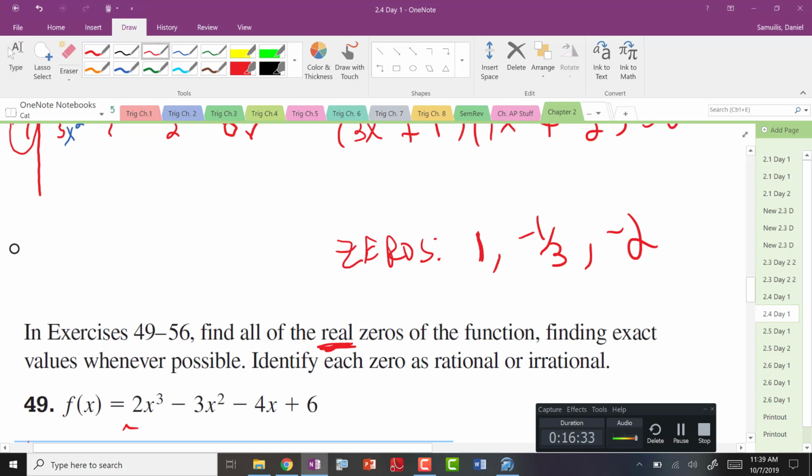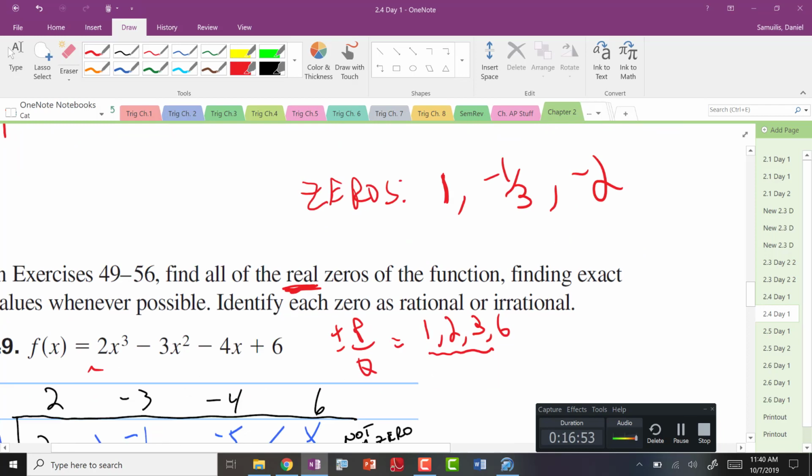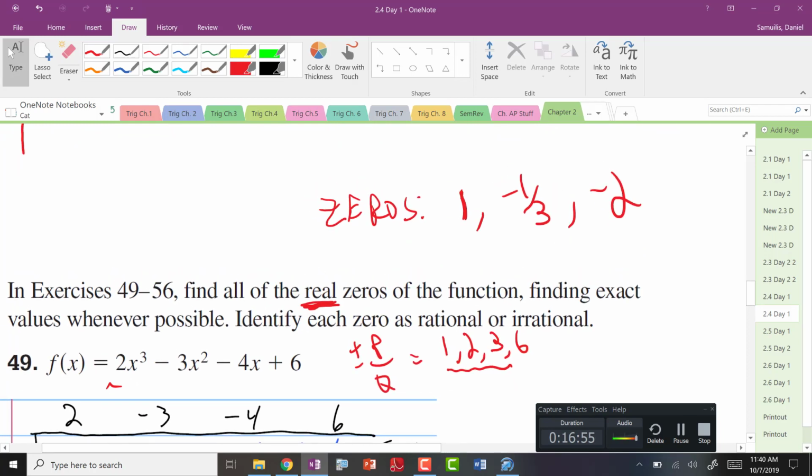Okay, and P over Q just for fun. Plus or minus P over Q. Just to get your possibilities for this. Then I'm going to show you what the students had to do. Hey, what are the factors of 6? 1, 2, 3, 6 over, what are the factors of 2? 1 and 2. And then this is how you construct your list.